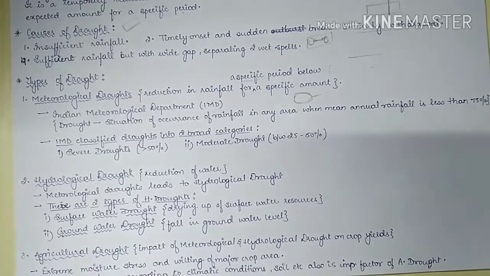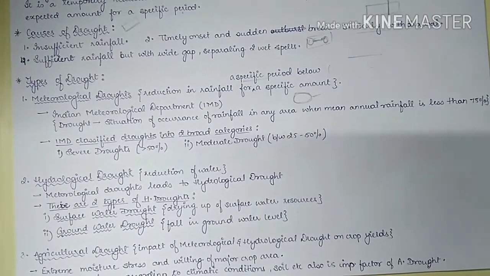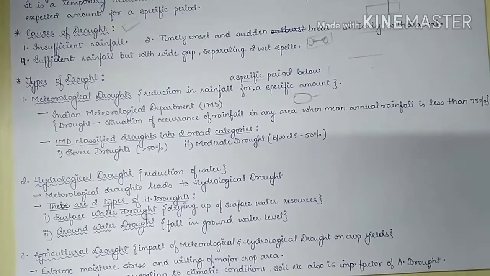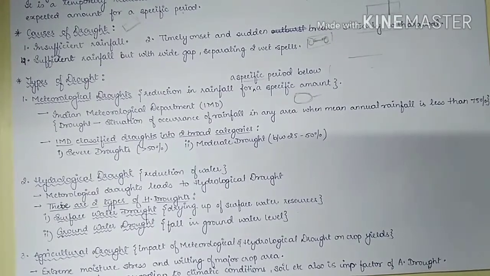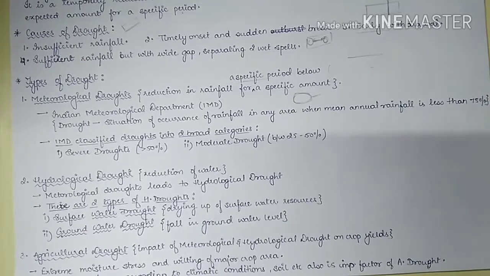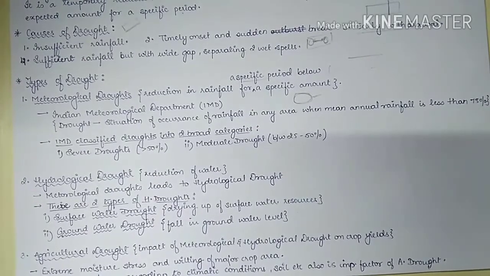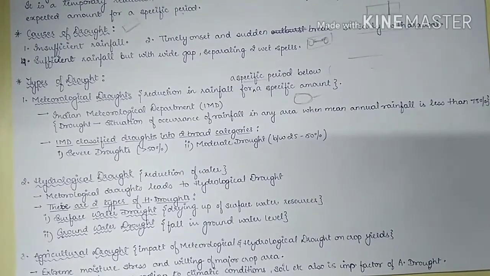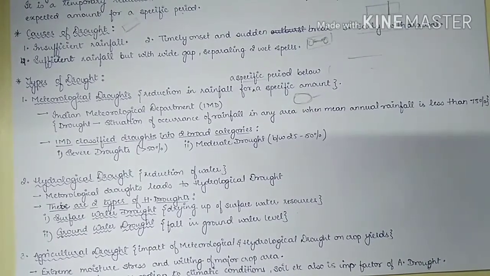Surface water drought is associated with the drying up of surface water resources. Surface water resources like rivers, lakes, ponds, reservoirs, and tanks dry up, and there is large scale desertification. This situation is known as surface water drought.